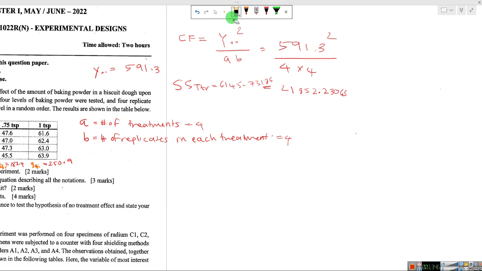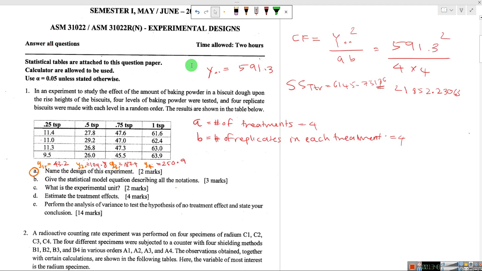Okay, now we will move to the next question. Perform the analysis of variance to test the hypothesis of no treatment effect and state your conclusion also, right? For this part they have allocated 14 marks, so it involves a lot of calculations. So in order to construct the Anova table, we will need to find out the SS total also, right?